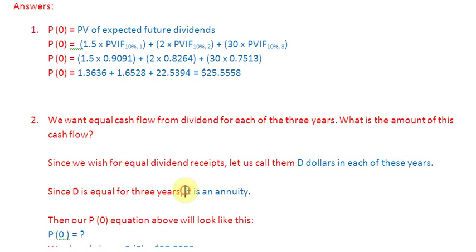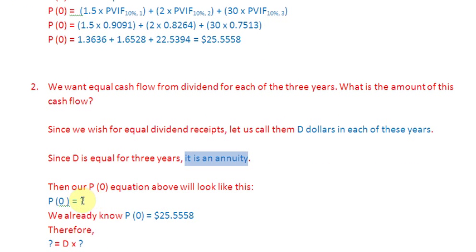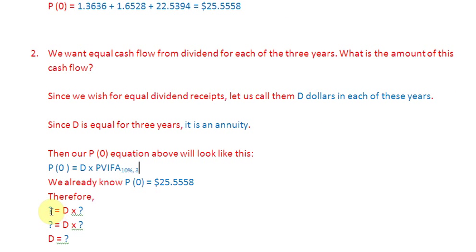That means it is going to be an annuity, and therefore your stock valuation equation for P0 is going to simply become D dollars of dividend times, because this D dollars is an annuity, the present value interest factor of an annuity. And at what rate? Our required return 10%, and what period? 3 years. So then it just translates into finding out the present value interest factor of the annuity from the tables and substituting it here. And we also know the value of P0 already. We have computed it here, 25.5558.